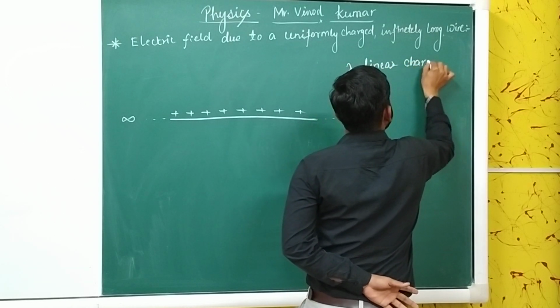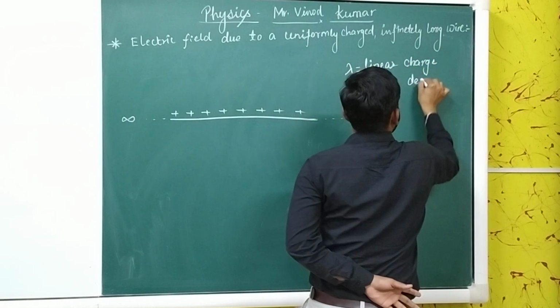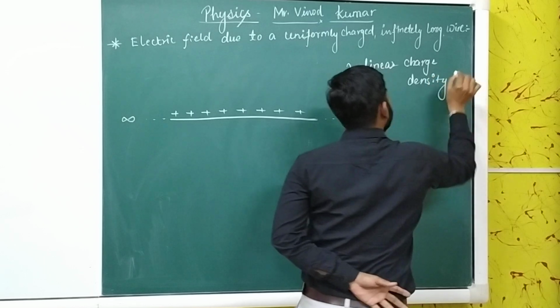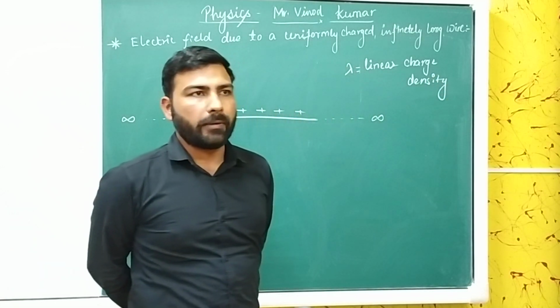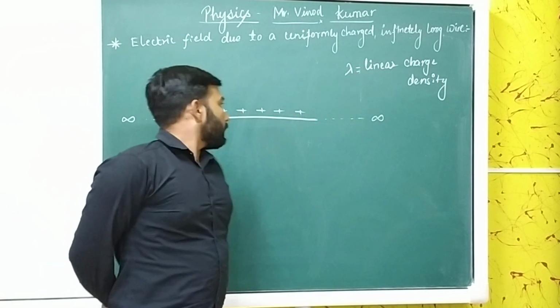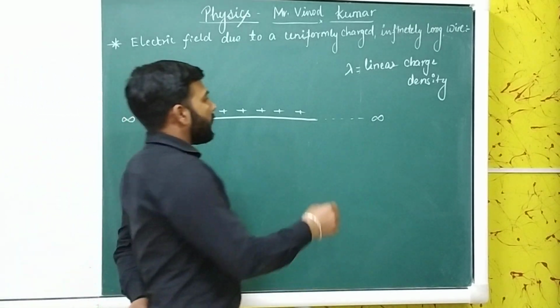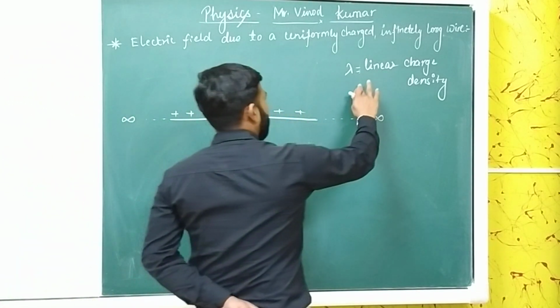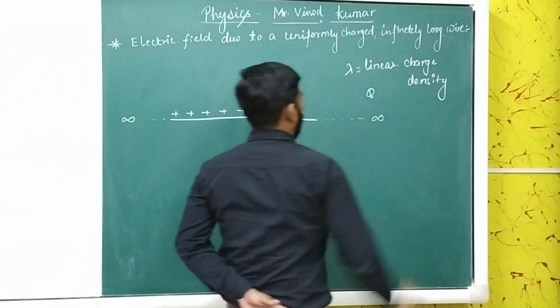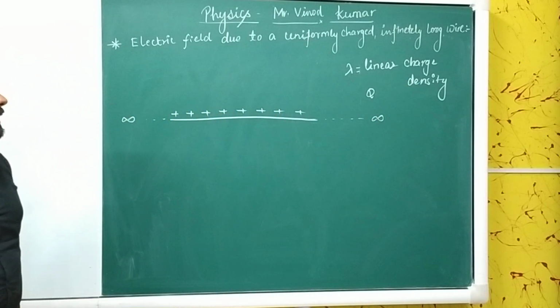Lambda is the linear charge density of the given wire. So let us say that the total charge of this wire is capital Q.